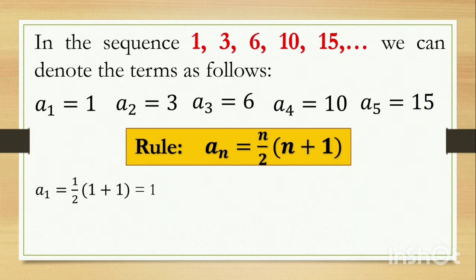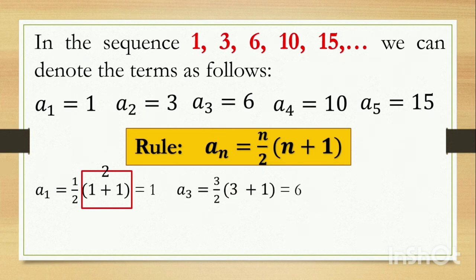Tingnan natin kung talagang ang nasa first term ay 1 using this rule. So, 1 is equal to 1 half. And then, we will add this 1 plus 1. So, that will become 2. So, you may cross out or cancel. So, 2 and 2, that makes it 1. So, 1 times 1, that is 1. So, our first term, A sub 1 is equal to 1, which is correct.